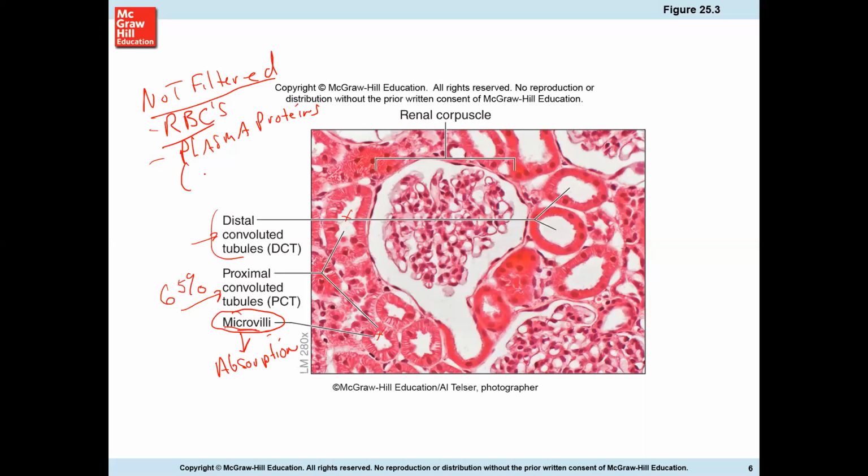Like albumin, because that maintains your osmotic balance between the blood and the extracellular fluid, preventing edema and keeping good osmotic pressure. So these are never filtered out. And if they are, you see this in the urinalysis, then we have a problem. This should not be in your urine. This should always stay in the blood.